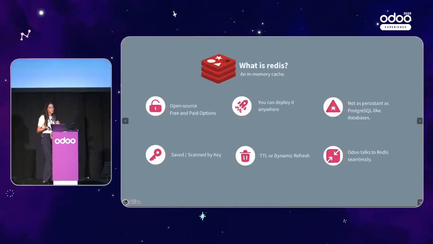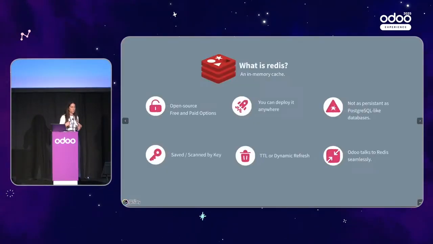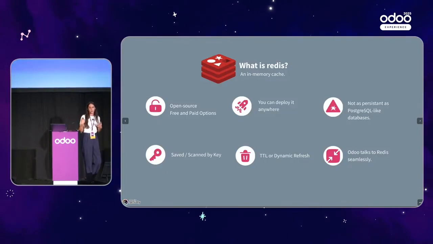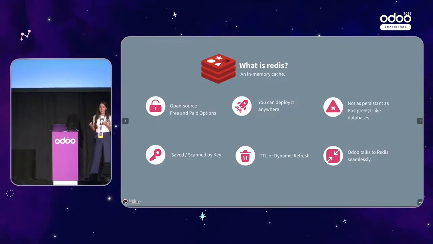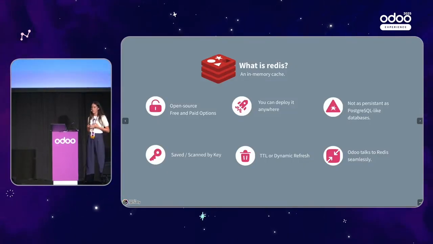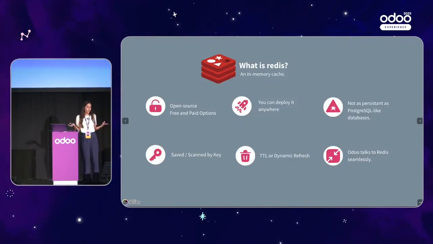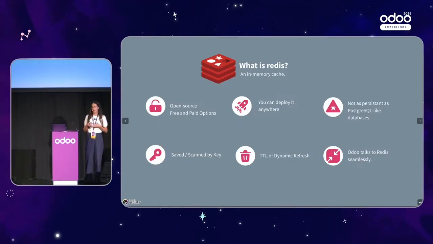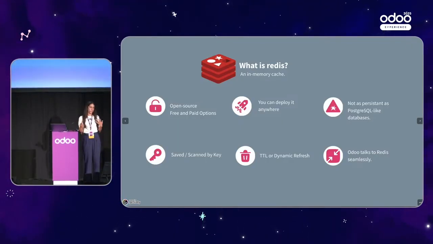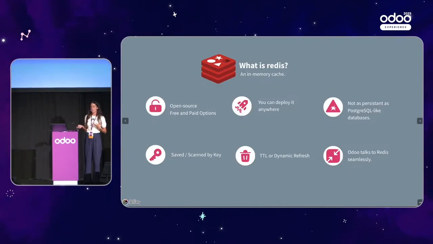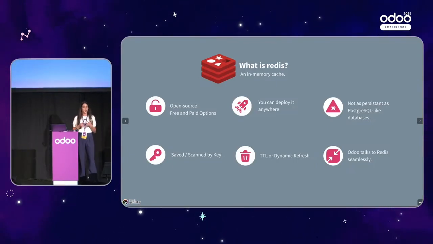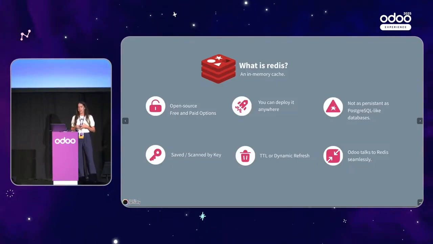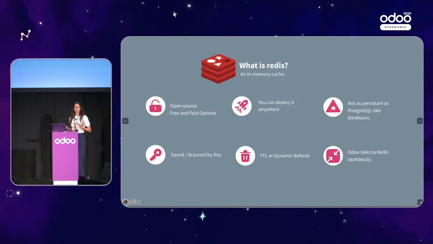If you're not familiar with it, Redis is basically an in-memory cache. And when we say in memory, we mean that it literally lives in the RAM memory. So, of course, it makes it faster, but it also makes it more volatile. So we cannot use it as a permanent way to store our data, but rather as a data buffer.